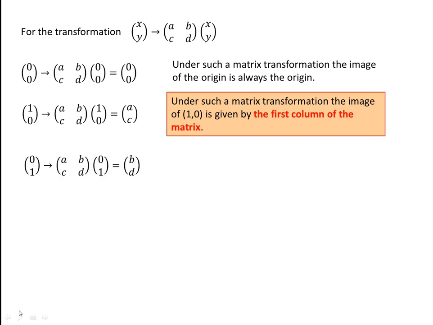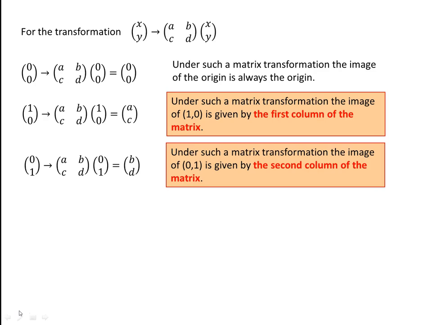And similarly, if we start with the point 0, 1, then the image of the point 0, 1 will be ABCD times 0, 1, which gives me a times 0 plus b times 1, which is b as the x-coordinate, and c times 0 plus d times 1, which is d as the y-coordinate. So, under a matrix transformation, the image of the point 0, 1 is always given by the second column of the matrix.